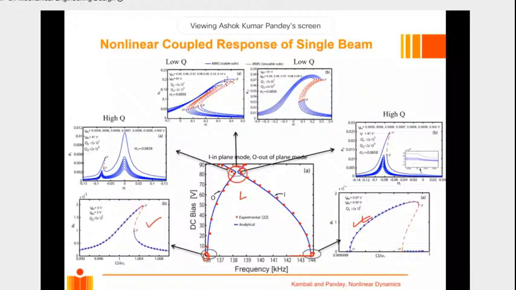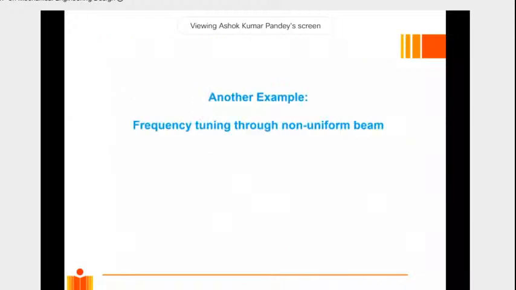When the quality factor is high, this appears like this, and so one of the modes will be this, another mode will be this, and when there is a low Q, you get a response of this kind, right? So many different kinds of nonlinearity can be obtained using all this frequency tuning, and many things await. So there are a lot of things that you can do.